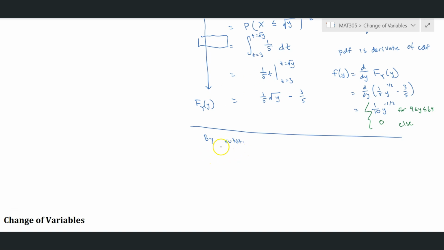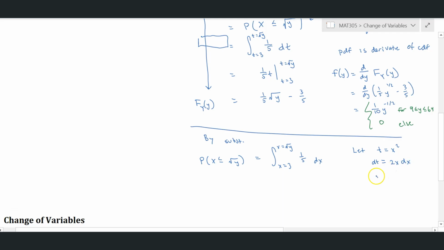So let's consider again the probability statement: X is less than or equal to the square root of y. And that's the integral from x equals 3 to x equals square root of y of 1/5 dx. Okay, that's by the definition of our PDF, right? Integrate from x equals 3 to x equals square root of y. Now, let's do a substitution. Let t equal x squared. Okay, now that means that dt will equal 2x dx.